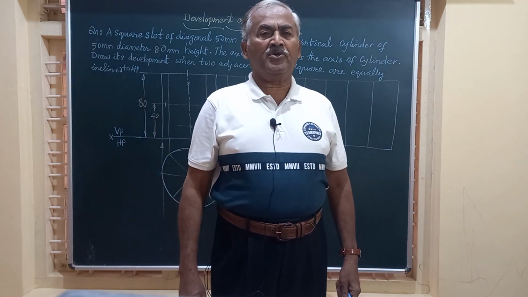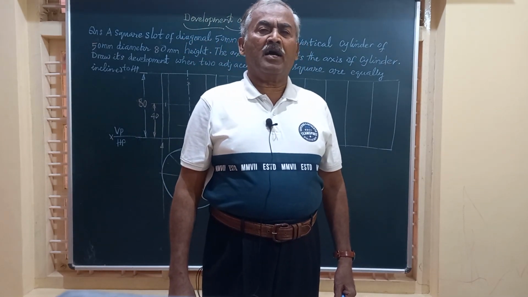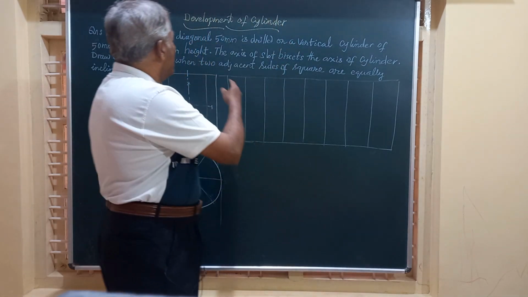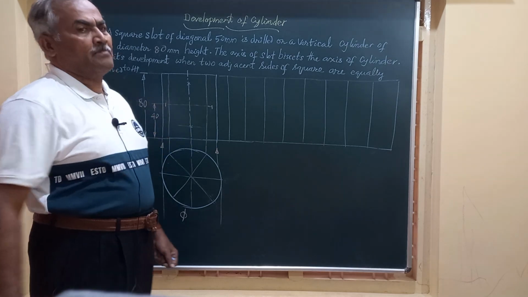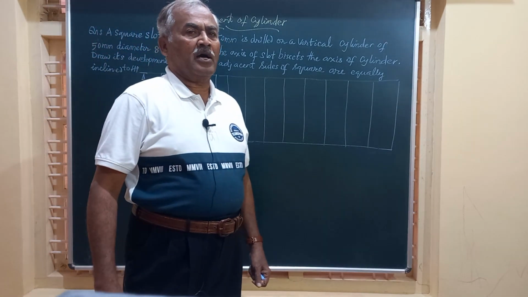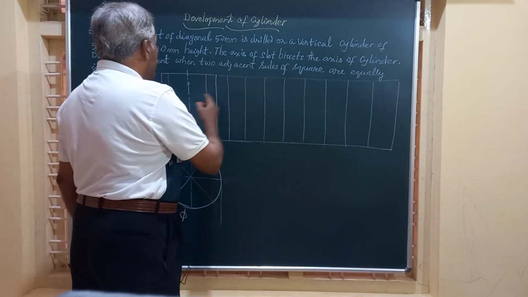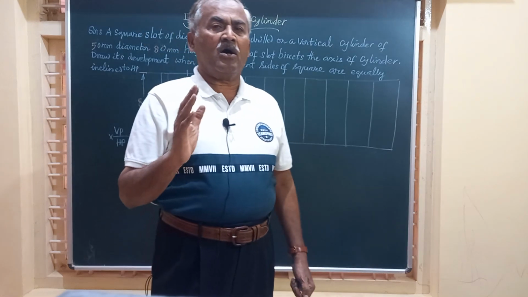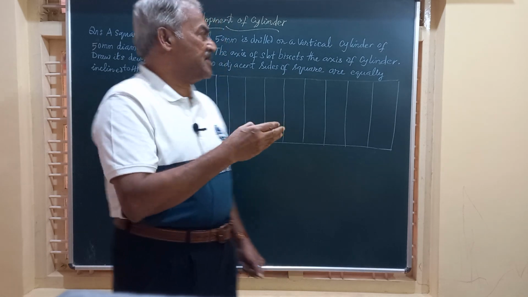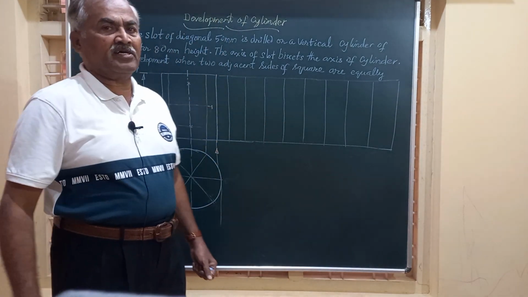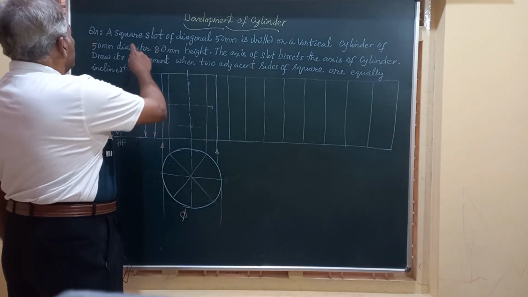And in today's video, we have taken up a problem on a cylinder on which a square slot is cut perpendicular to the plane of the board. And friends, we are required to find the development of the lateral surface of this cylinder, showing the square slot cut throughout the diameter. Friends, the question for today's video reads like this.